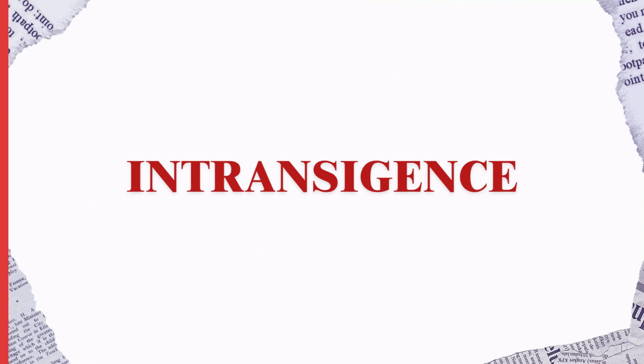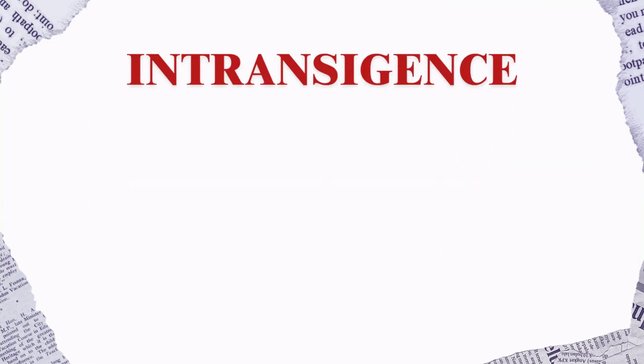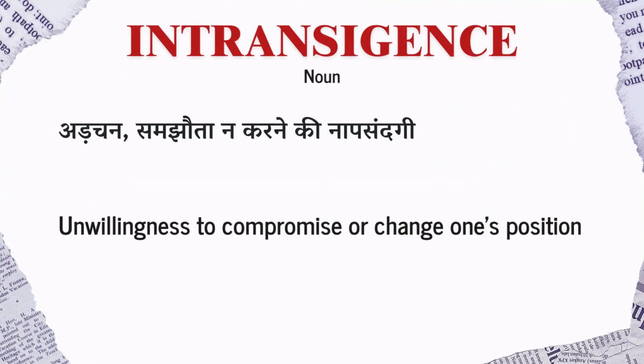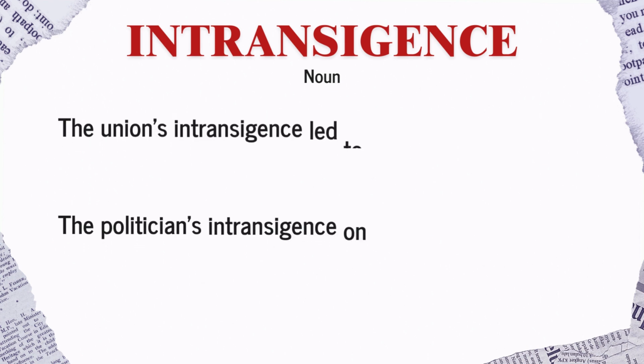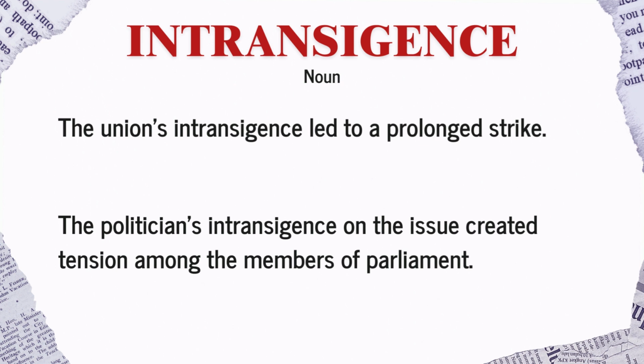Now let's move on to the word intransigence. It is a noun. In English, intransigence refers to an unwillingness to compromise or change one's position. In simpler words, it means being stubborn and resistant to negotiation. For example, the union's intransigence led to a prolonged strike. Another example is, the politicians' intransigence on the issue created tension among the members of parliament.